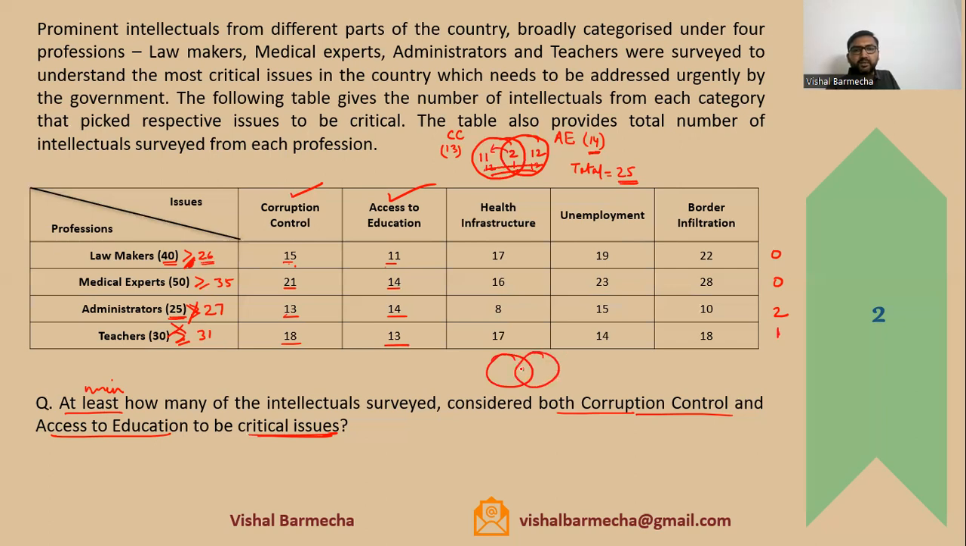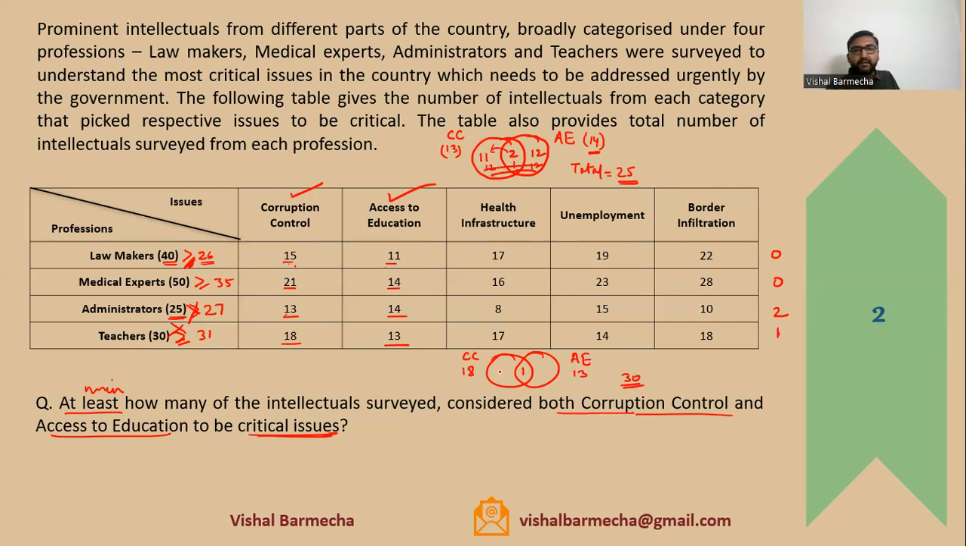तो अगेन मुझे कम से कम एक इंसान को यहाँ रखना होगा. करप्शन कंट्रोल में मुझे टोटल चाहिए 18 और एक्सेस टू एजुकेशन में आई नीड 13, राइट? बट कीपिंग इन माइंड दैट मेरे पास टोटल सिर्फ 30 लोग हैं.